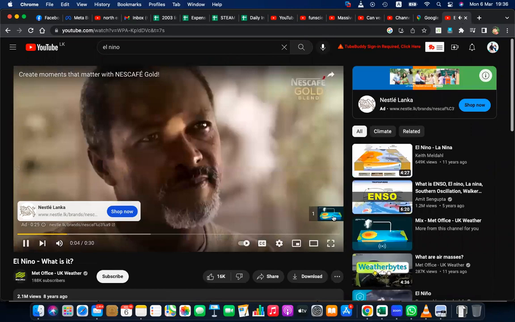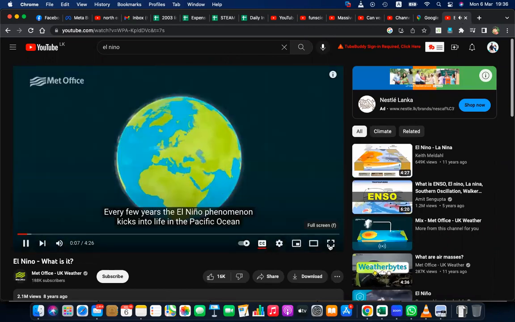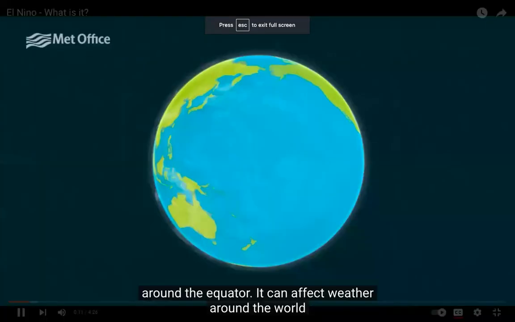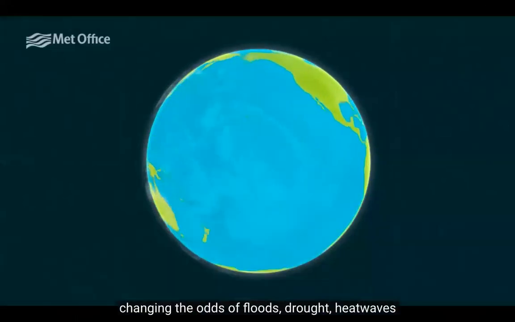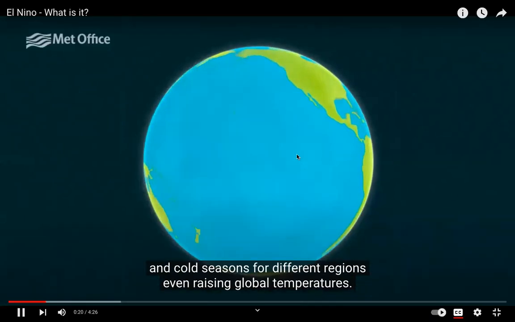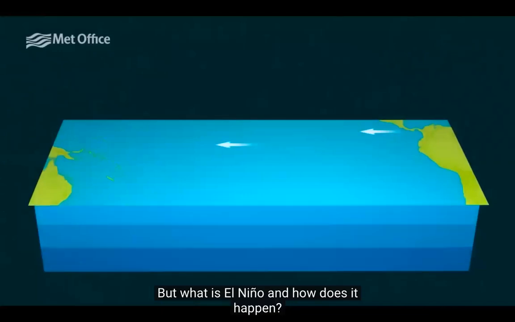Some moments call for Nescafe. Okay. Into life in the Pacific Ocean around the equator. It can affect weather around the world, changing the odds of floods, drought, heat waves, and cold seasons for different regions, even raising global temperatures. But what is El Nino and how does it happen?